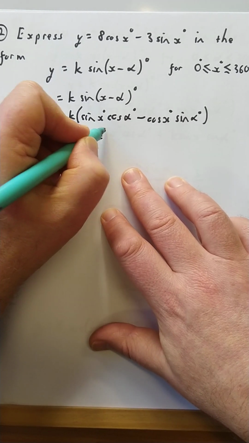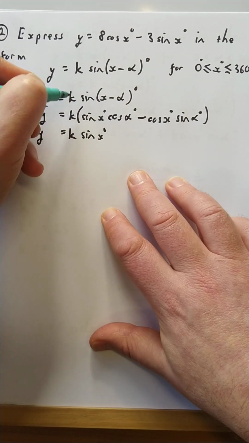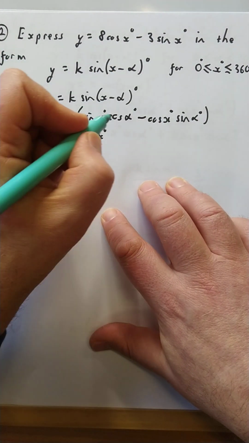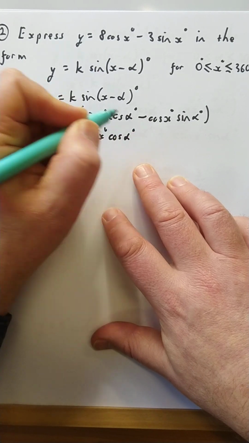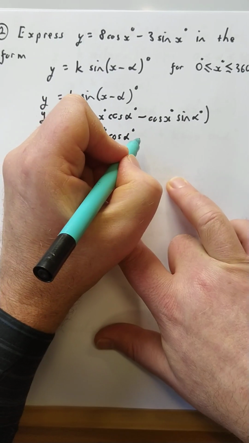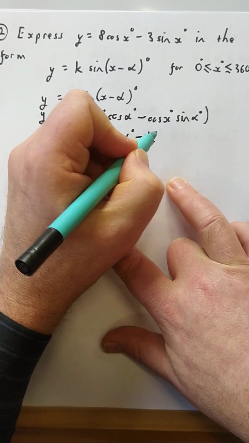I'm often asked, could we jump straight from this first line to this third line and miss out the middle one? The answer is yes, you can, as regards the exam board. But don't forget to put k on both terms. That's quite crucial.